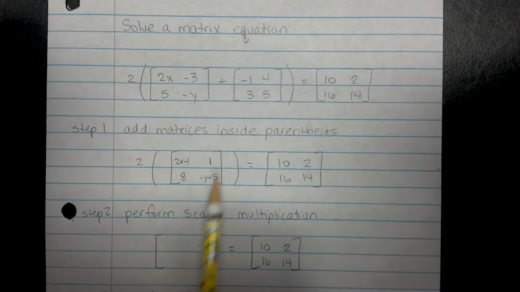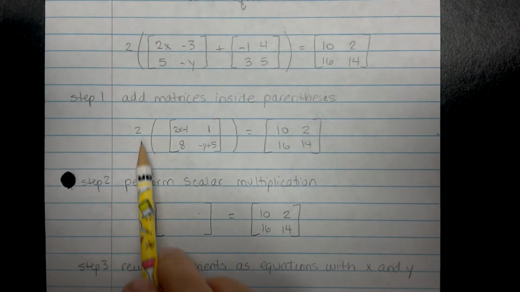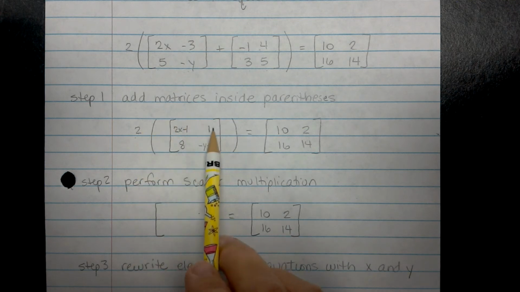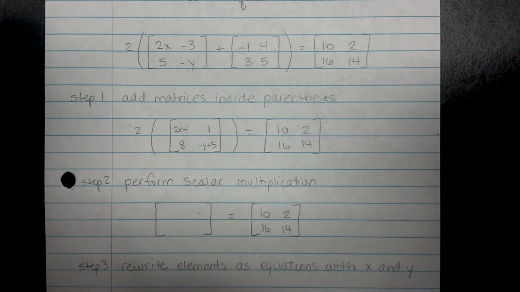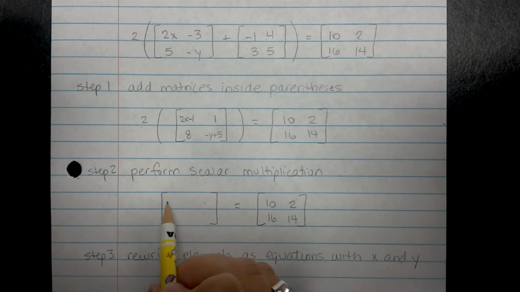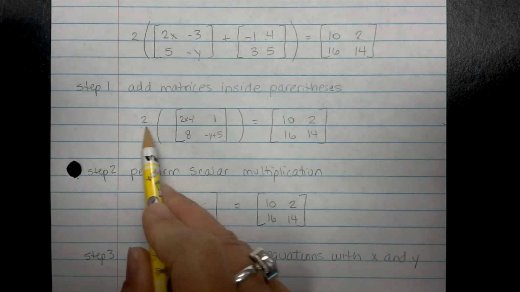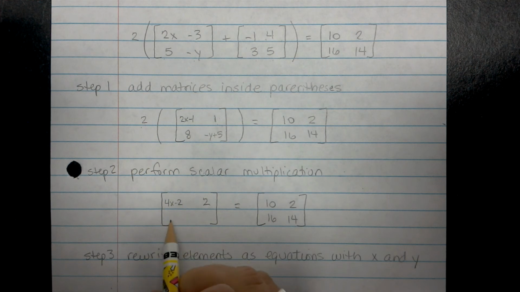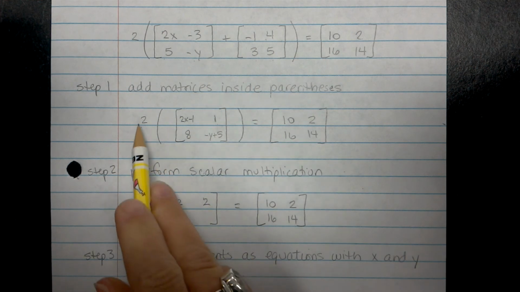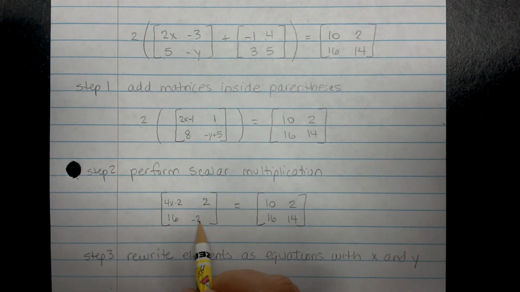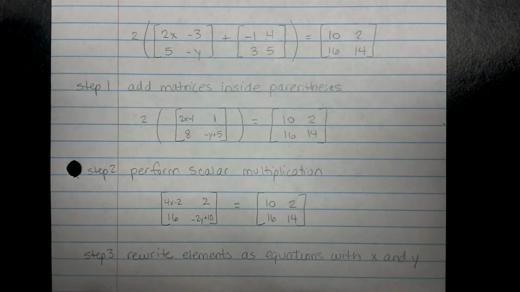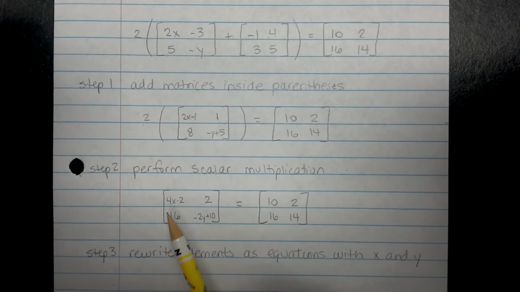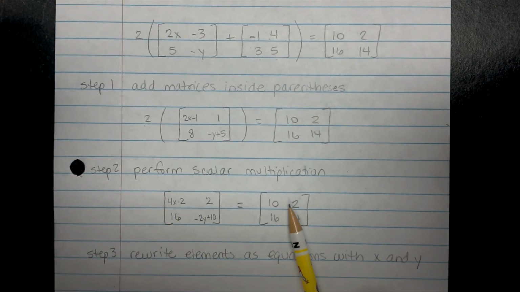So now we've identified this. There's a scalar out here, so we have to take this scalar and multiply it by everything in the matrix and leave it in that position. So 2 times 2x minus 1 is 4x minus 2. 2 times 1 is 2, and we're going to put it in that same position. 2 times 8 is 16. And then 2 times negative y plus 5 is negative 2y plus 10. All right? Now that we've performed the scalar multiplication, we have a matrix that's equal to another matrix.